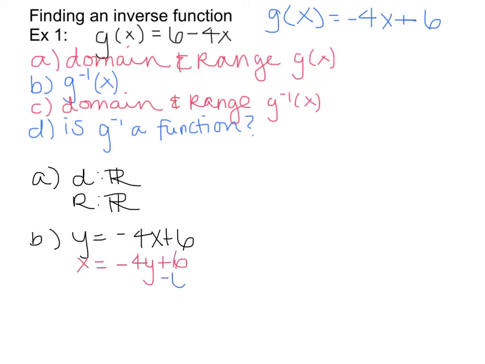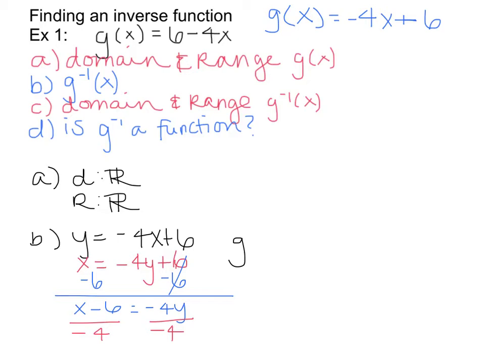So to move positive 6 to the other side, we subtract it. So we get x minus 6 equals negative 4y. And then to get rid of the negative 4, we divide by negative 4. And so for part B, we would say that the inverse, g to the negative 1 of x, is x minus 6 over negative 4.